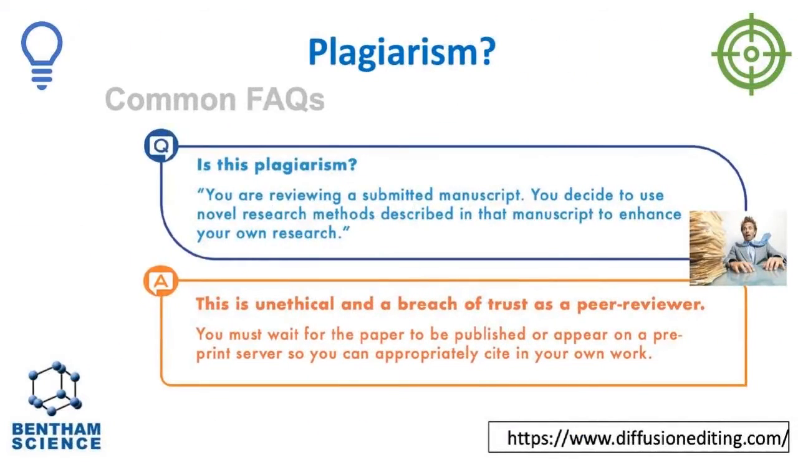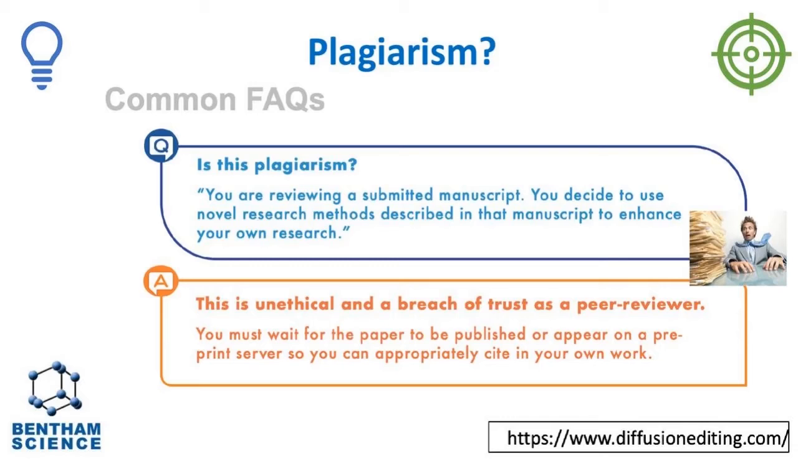Here is another example. Is this plagiarism? You are reviewing a submitted manuscript for a journal, working as a peer reviewer, for example. You decide to use novel research methods described in that manuscript to enhance your own research. Can you take ideas, content from a paper that you're reviewing for a journal as a peer reviewer into your own work? No! This is one of the worst kinds of academic plagiarism because it has to be happening on purpose. This is unethical, breach of trust.